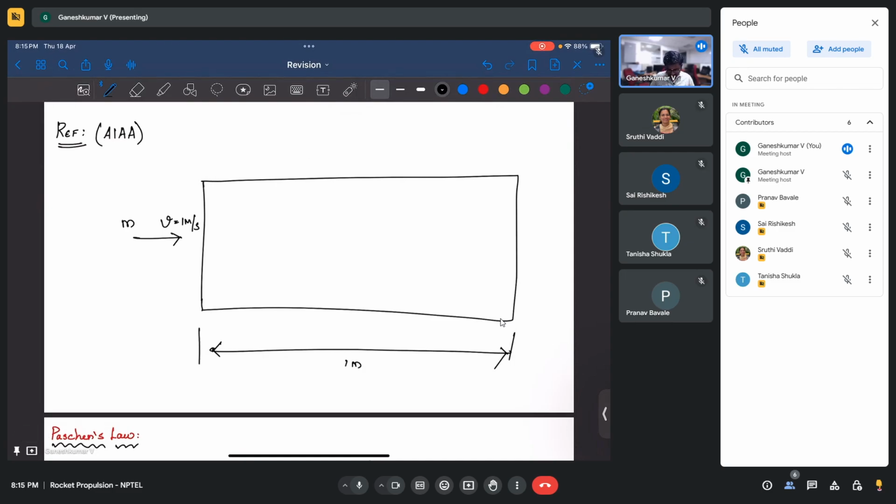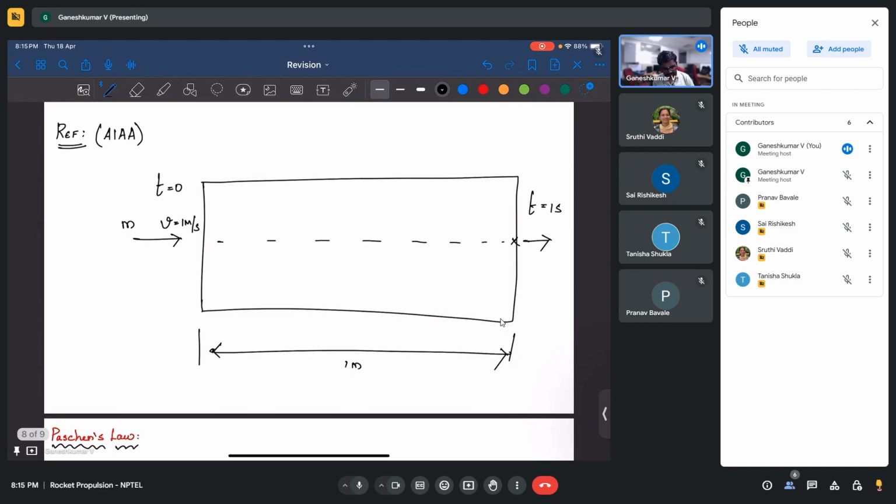Okay. Now the mass with which the propellant enters is going to go through this, and it is going to exit at this point. The time it enters would be 0, and the time it leaves would be, since it moves at 1 meter per second and has to travel 1 meter, 1 second to reach the other side, right?